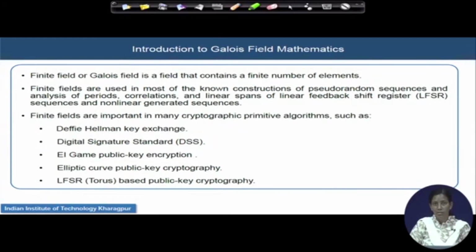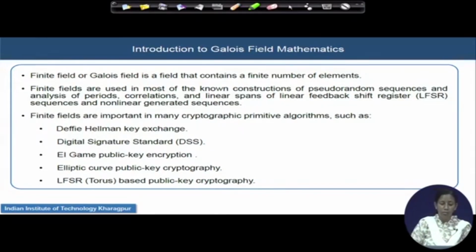We will specially see in the later modules how these finite fields are very important for nonlinear code generation. We will also link up the concept of polynomials and finite fields to the linear feedback shift register architecture at the end of the understanding of Galois field mathematics.